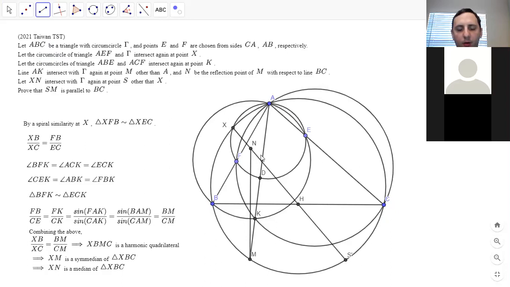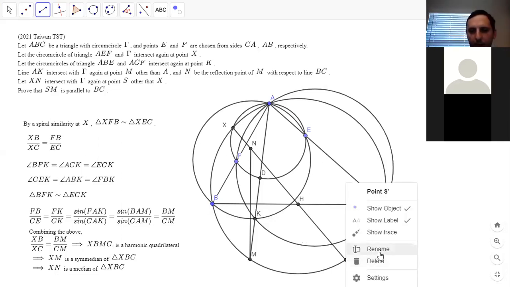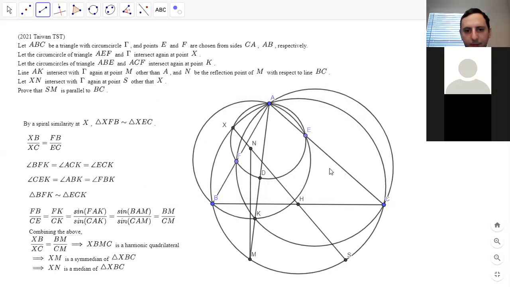Well, but yeah, we did need to know, let me think how to phrase this. Oops, sorry. Maybe it is worth leaving it as S prime, because... well, actually, no, all we need is, so I'm going to rename it as S. So basically, XM is a median and XN is a symmedian. So that means angle BXM is CXS. Whoops, sorry about that.